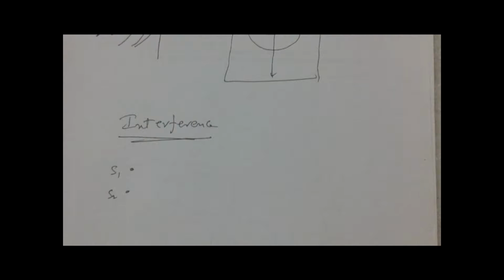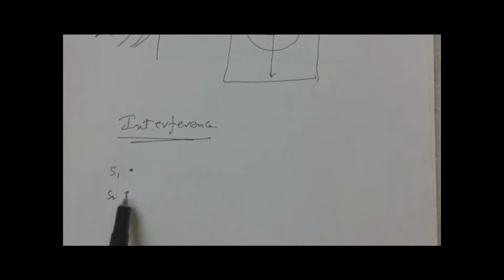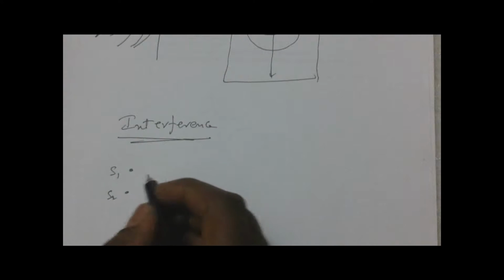They should be coherent, meaning constant phase maintenance and the same, or nearly equal, frequency maintenance. Then it is called coherent sources. If these two sources are coherent, then automatically what happens?